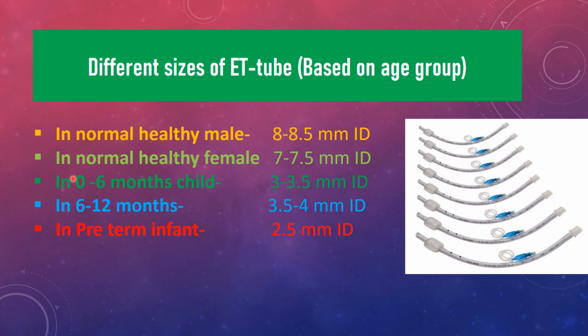And in a 0 to 6 months child, we use 3 to 3.5 mm ID. In a 6 to 12 months child, we use 3.5 to 4 mm ID. And in a preterm infant, if the baby is preterm, we use 2.5 mm ID. These are the sizes based on the age group of the patient. We select according to the age group.